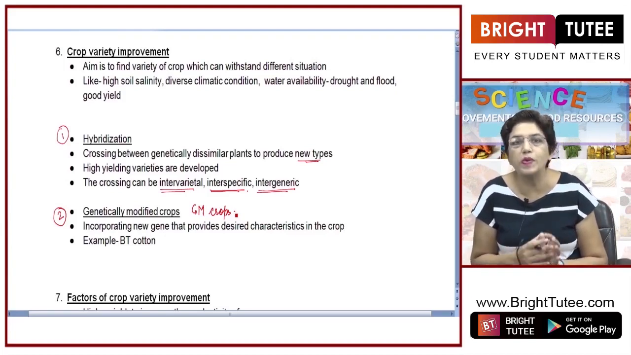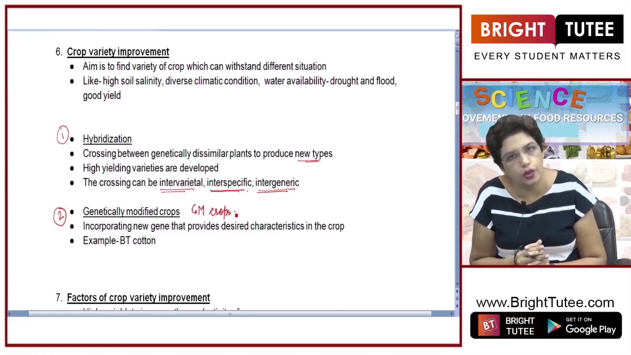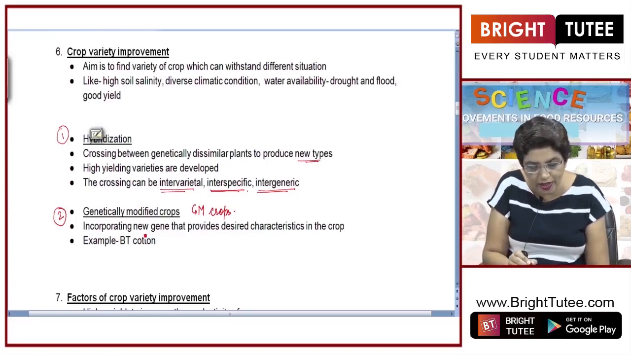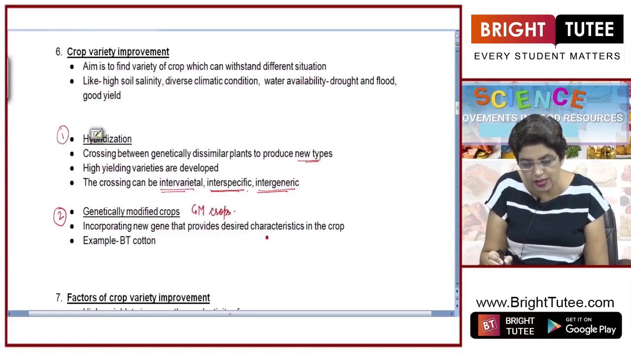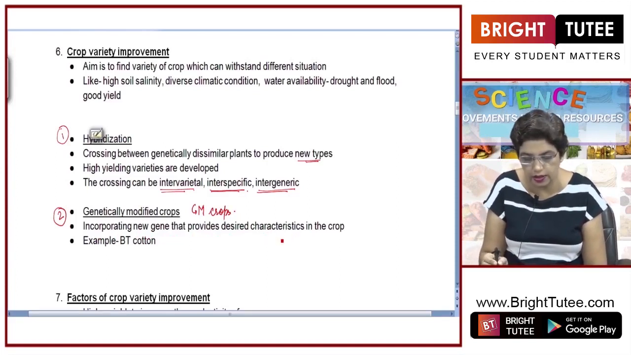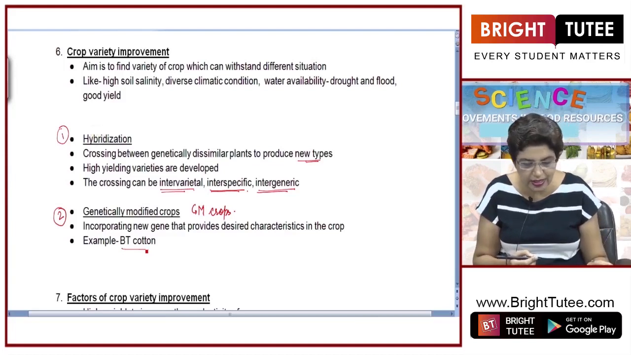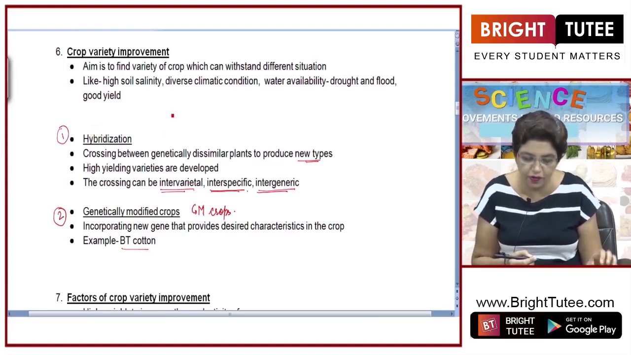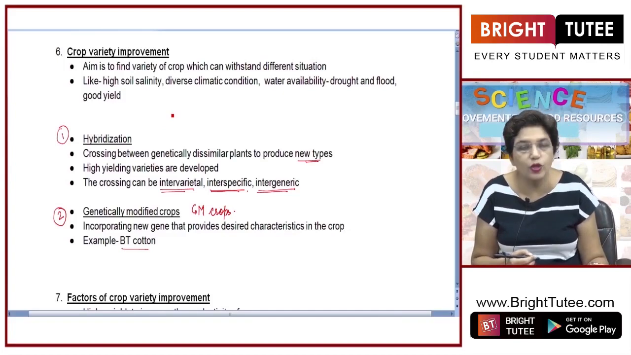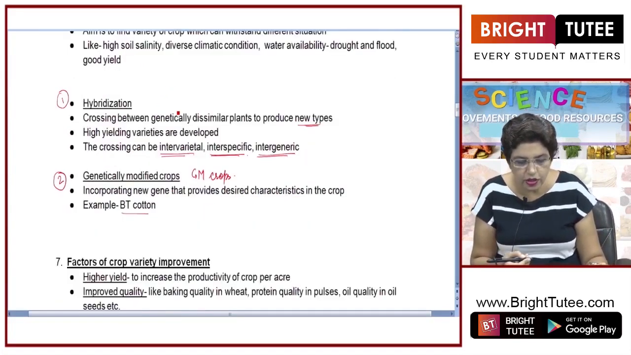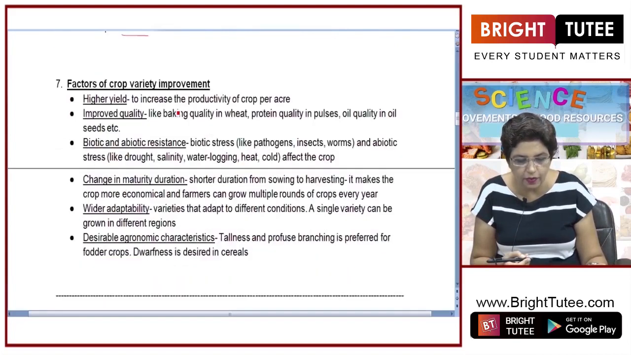So, such a crop is called genetically modified crop. Okay? So, incorporating a new gene that provides desirable characteristics in the crop. The example is BT cotton. It is a recent development. It is a genetically modified cotton crop with a much better yield. So, these were two types of crop variety improvement.